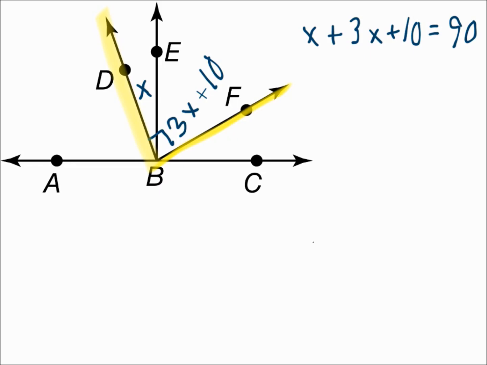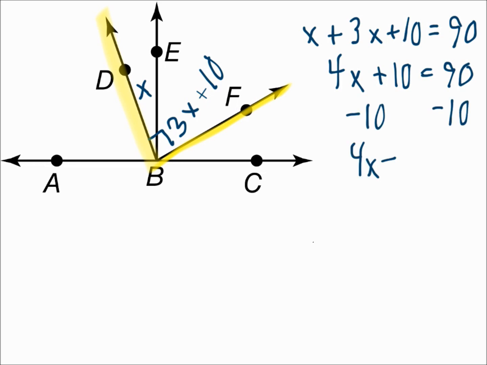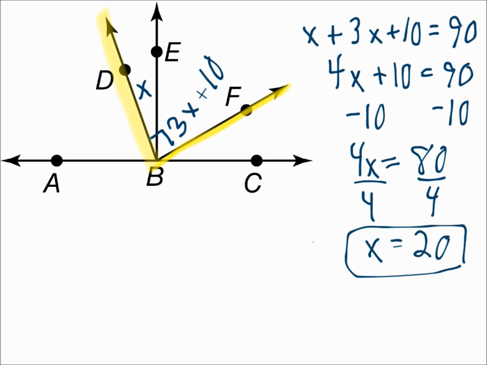Solve for x. X and 3x is 4x. Subtract 10 from each side, and 4x is equal to 80. And then divide both sides by 4. X is 20. The two angles together made the right angle, so they add up to 90.